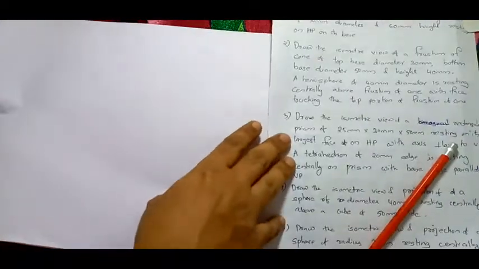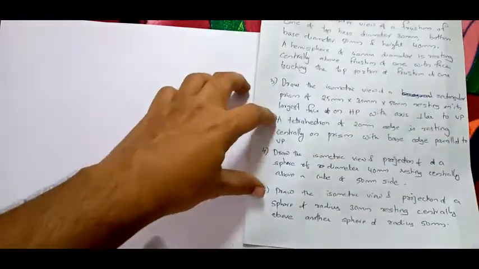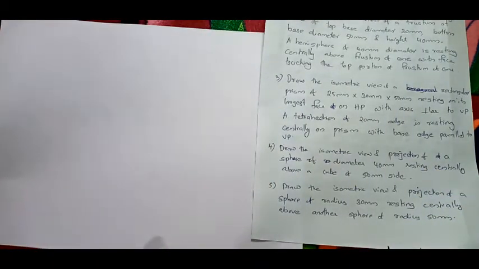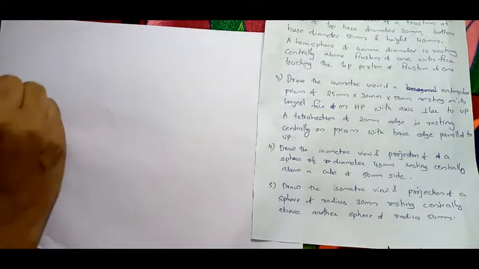Now move to the fourth question. Here you have to draw both the isometric view and projection of a sphere of diameter 40 mm resting centrally above a cube of 50 mm side. So the sphere is a different thing. First I will draw the orthographic projection.